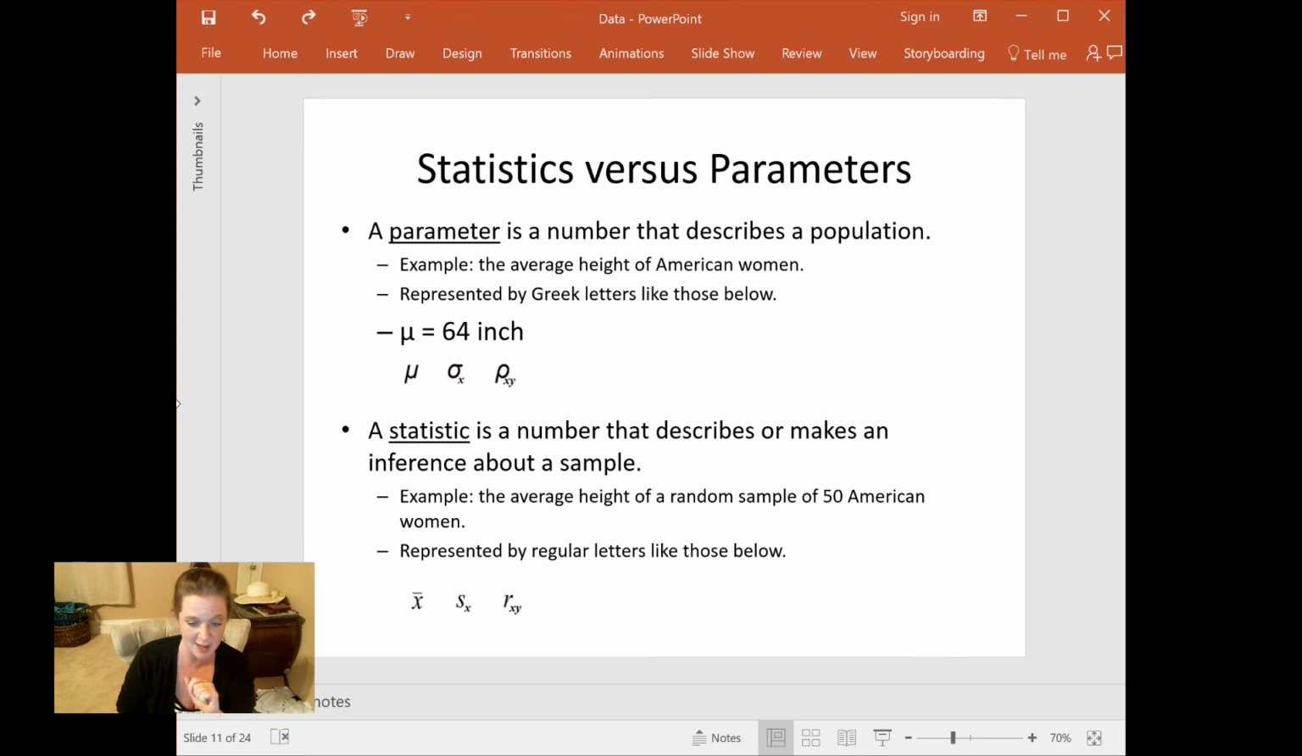And so let me give you an example. So let's say I'm able to grab 100 women from the United States, and that is my sample. And I calculate their height, and I calculate it as 64.5 inches. Well, that's a sample statistic.